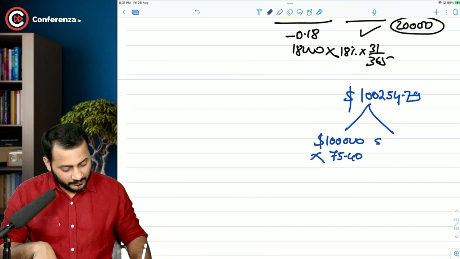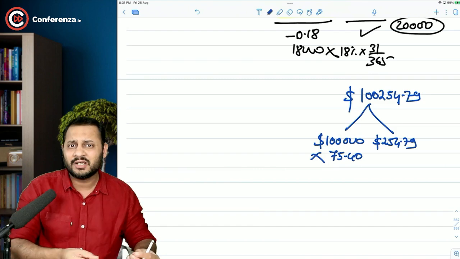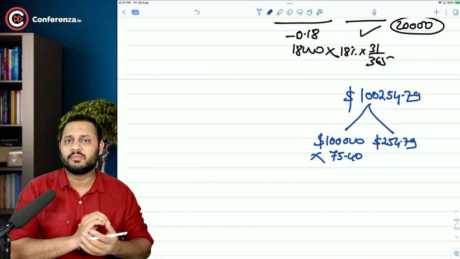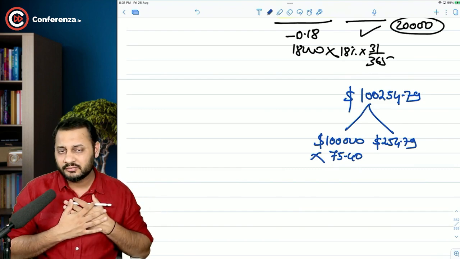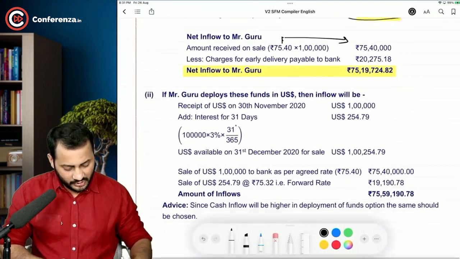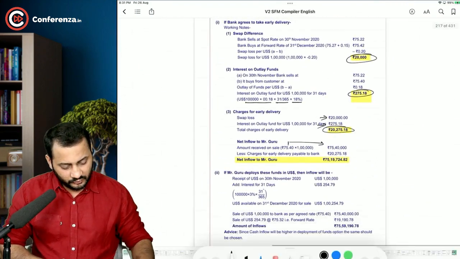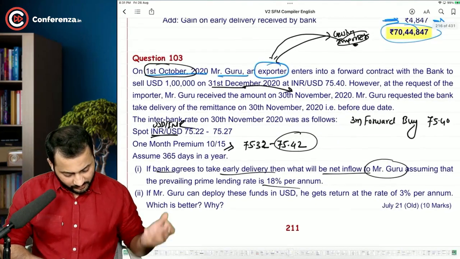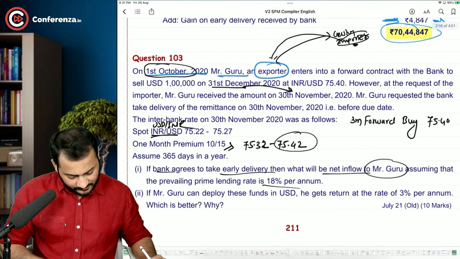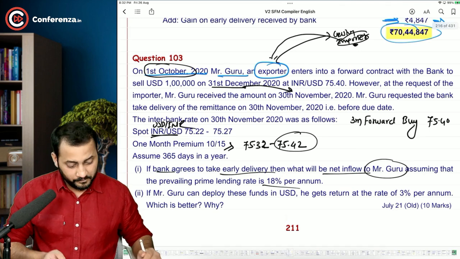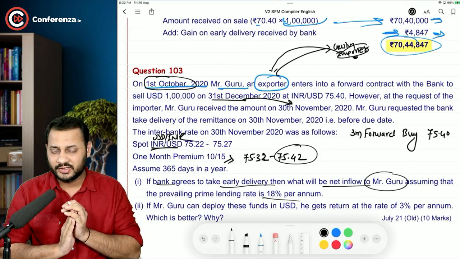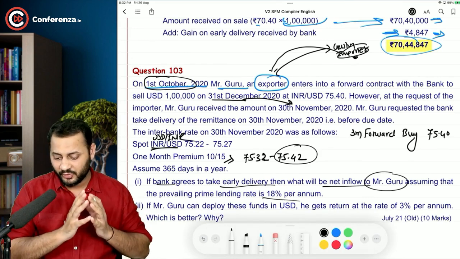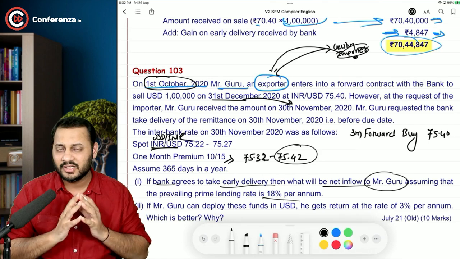So this much of the dollars can only be sold at this rate. Now tell me, the balance $254.79 will be sold in the spot market. So customer will sell it, this bank will buy it, the other bank will buy it. So buying rate will be applicable. But I will tell you, he invested all the amount 1 month before itself. He knew that 254.79 is going to be the extra amount that he is going to receive.